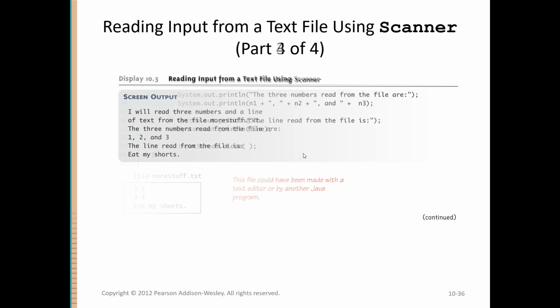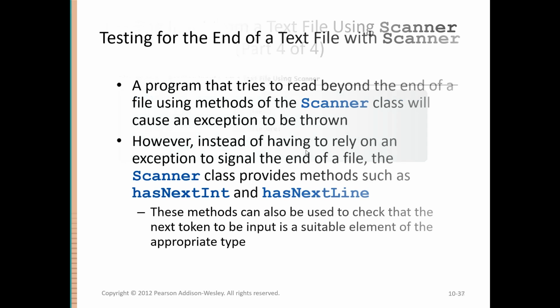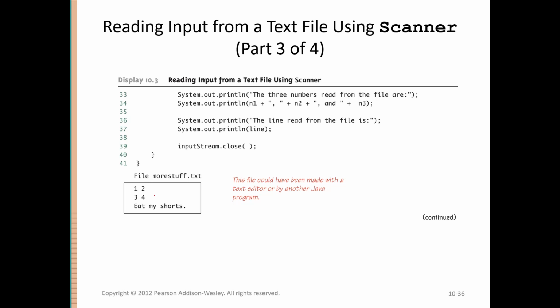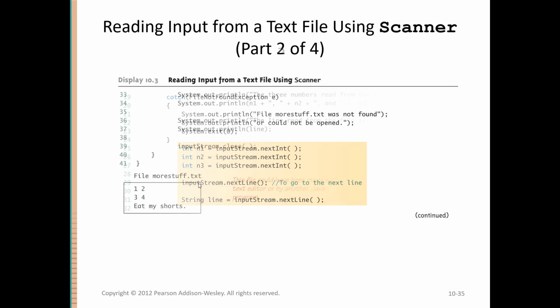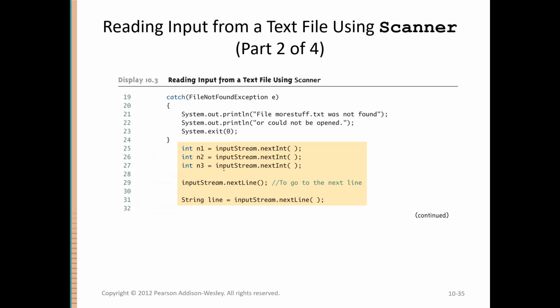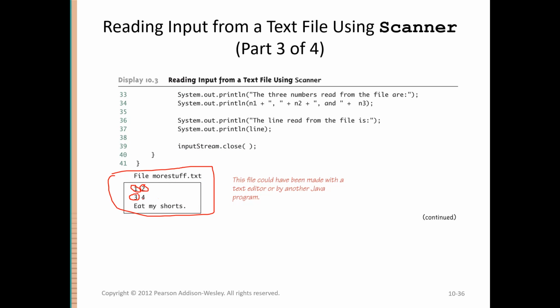Sorry, this is the file. So if the file is something like this, I'm running this code, the output is going to be, let's have a look. It's going to be 3 ints, so I'm going to read this one, then this one, then this one, and then after that, next line. So it will just read from here until the end of the line, but there's nothing else.